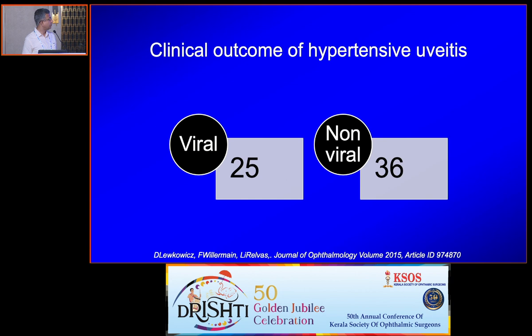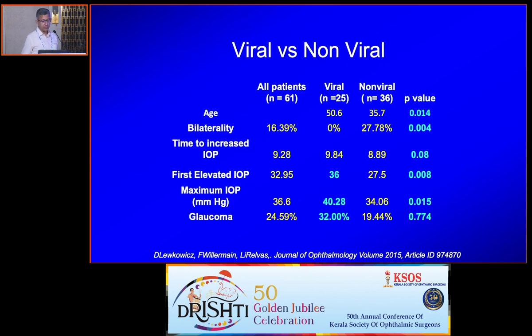And the reason why you need to figure out whether there's a viral etiology is because whenever you have a viral etiology, your outcomes are a little worse. So when you look at patients who have a viral etiology, generally the high IOP spike is much higher, the maximum IOP is much higher. They're much more likely to convert to glaucomatous damage.